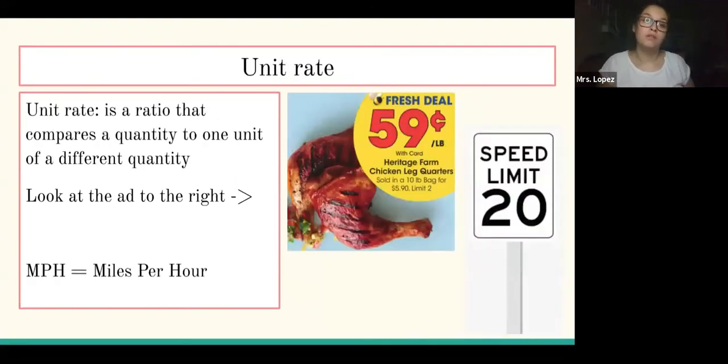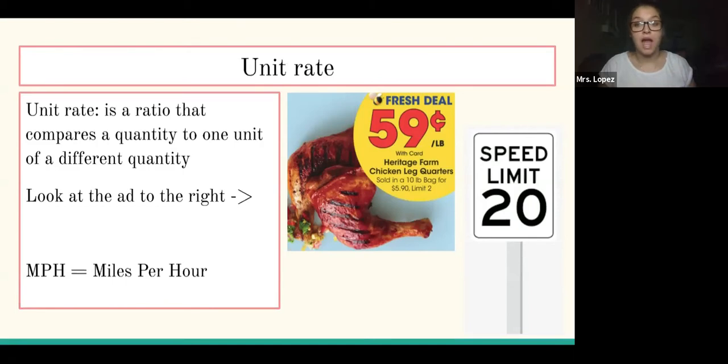So now we're going to go over a unit rate. A unit rate is also another special ratio. This ratio compares a quantity to one unit of a different quantity. Rates are used by people every day, such as when they work 40 hours for 1 week or earn interest every year at a bank. When rates are expressed as a quantity of one, such as 2 feet per second or 5 miles per 1 hour, they're called unit rates.